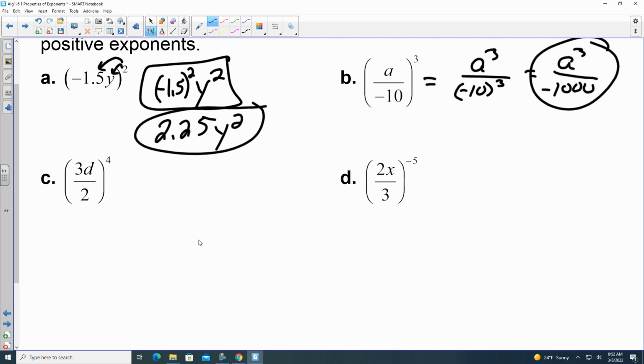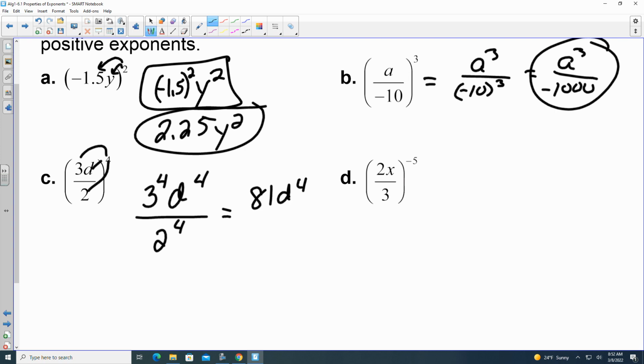For C, this 4 is going to be attached to 3 to the fourth. It's going to be attached to d to the fourth, and it's going to be 2 to the fourth. So it went from here to here to here. When we take care of the numerical exponents, 3 to the fourth is 81, I get d to the fourth divided by 16. 81 divided by 16, I think that's in lowest terms.